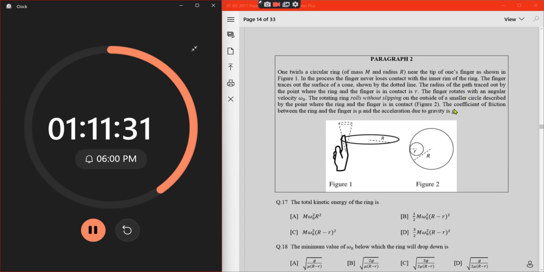Question of friction between the ring and the finger is this thing, and the acceleration due to, and wait, it rolls without slipping. Oh, okay, on the outside of this. Okay, got it. So the point of contact by itself is moving, and उसके about ये roll कर रहा है. Oh God, what is this? This is some kind of monstrosity.